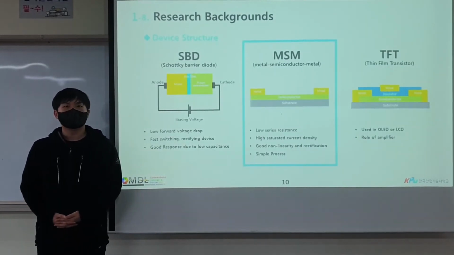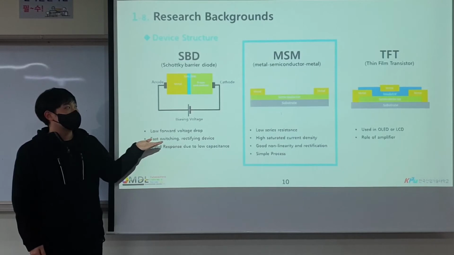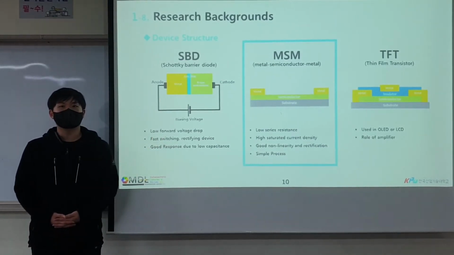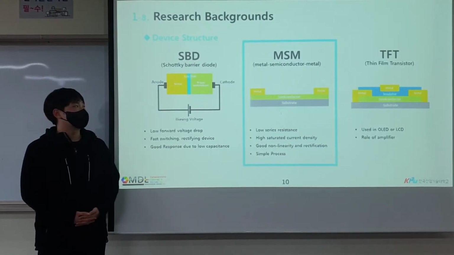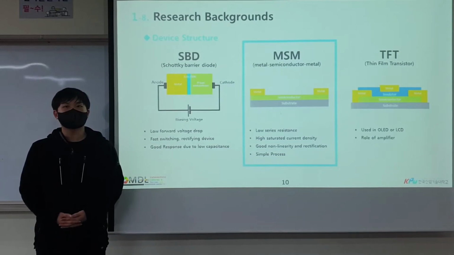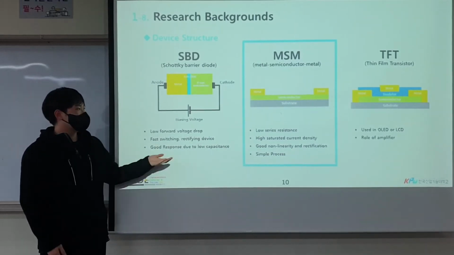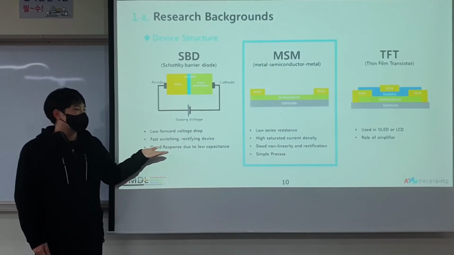And next, electrode deposition methods include the Schottky barrier diode, MSM structure, and TFT structure. After that, we selected the MSM structure for electrode deposition. The characteristics of the MSM structure include lower series resistance, high current density, and a relatively simple process.